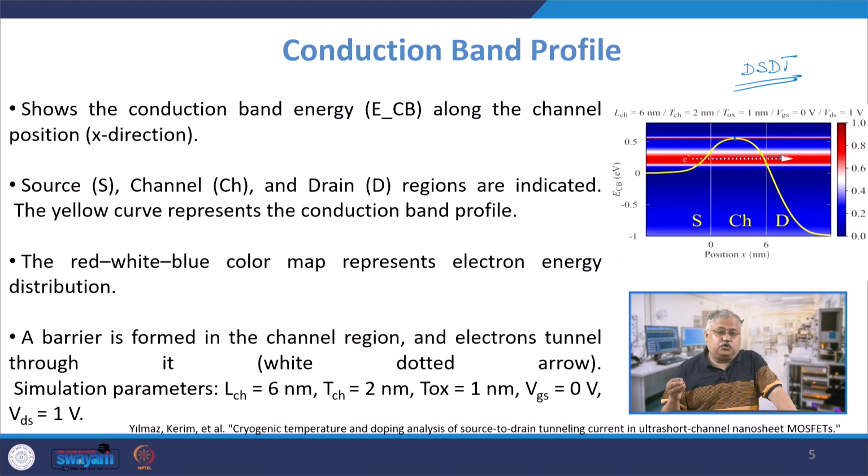So, if your thickness is so small, the quantum confinement effect comes into the picture, right. So, I have taken VDS equals 1 volt and VGS equals 0 volt. When I have 0 volt, no bending of the band takes place, but when I apply 1 volt, it shifts downwards to a larger extent, and that gives you the conduction band profile here.